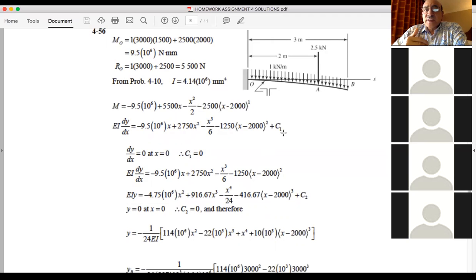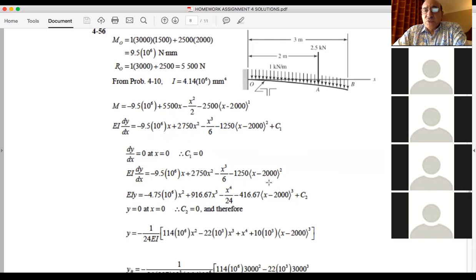The important thing to note here is that before we proceed to the second integration, we might as well determine C1 by ensuring that the slope here is equal to 0. And once we apply the slope equals 0, it turns out that C1 is equal to 0. And therefore, we don't have to carry it any further for the integration.